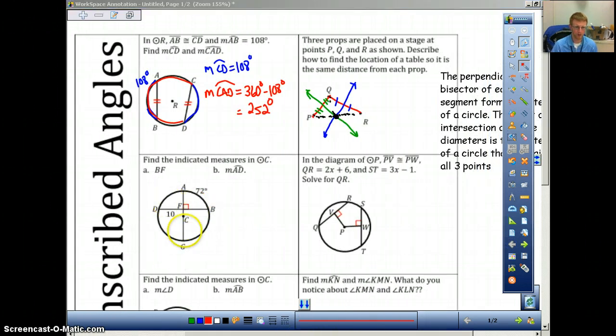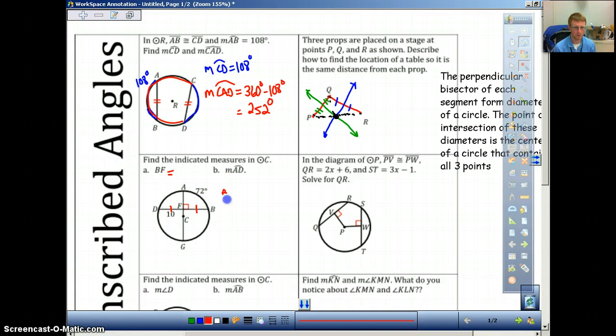Okay, so here we are given, find the indicated measures in circle C. We are given that AC, the diameter, is perpendicular to this chord right here. So based on the theorem we just said, if this is perpendicular, then it's bisecting this chord right here, which means these are equal to each other. So when we're trying to find the measure of BF, BF is going to be congruent to DF. So if DF is already 10, then BF is equal to 10 as well.